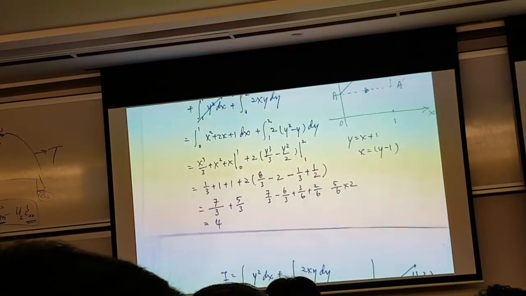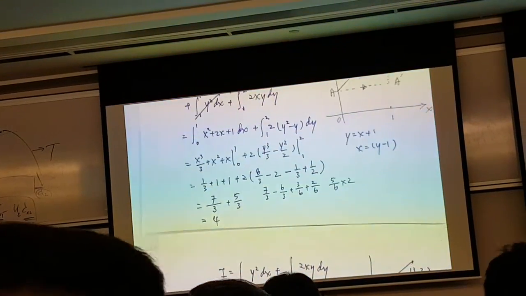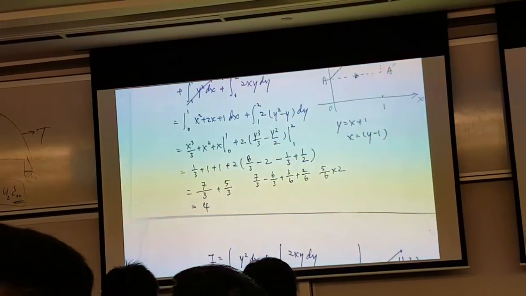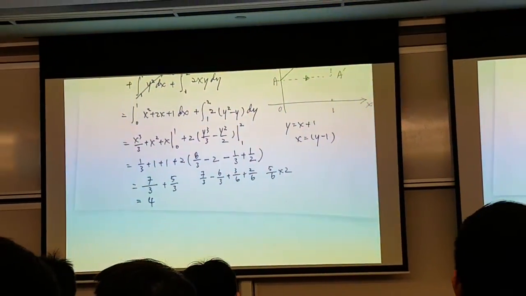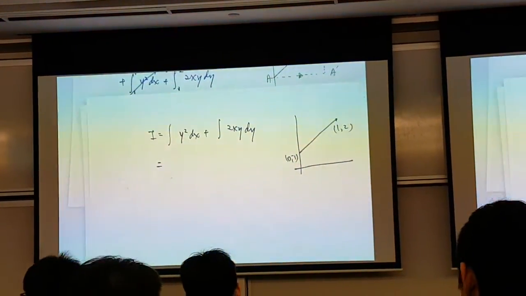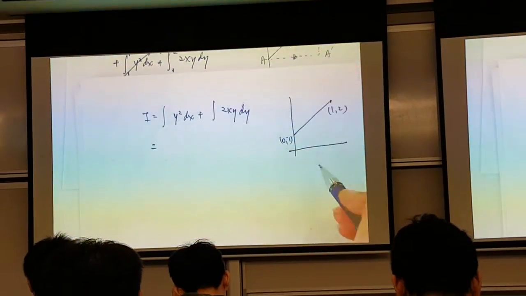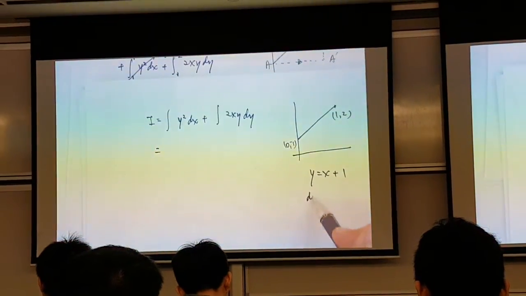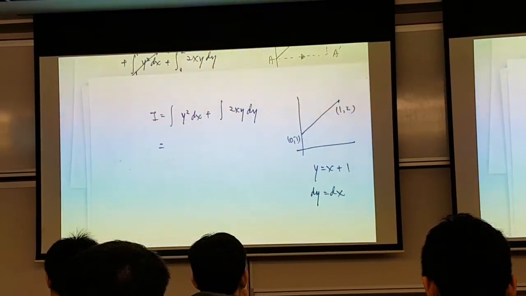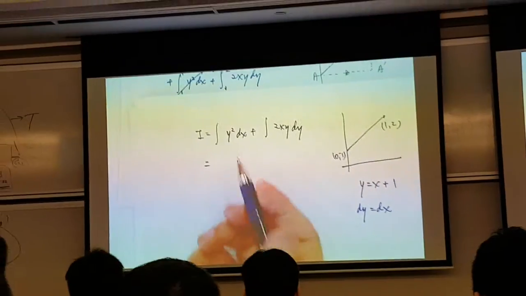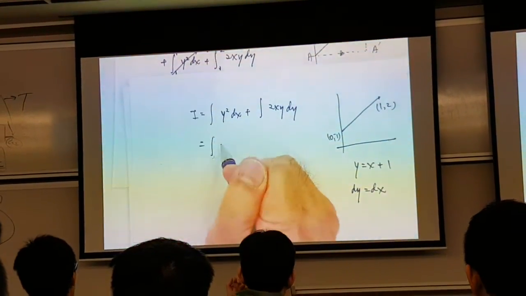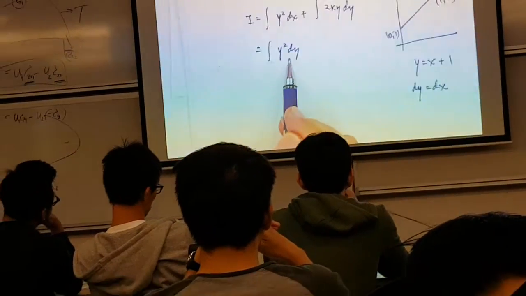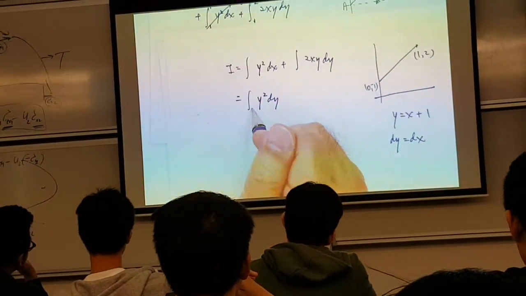If I move directly, for simplicity, look at the first integrand, which is y squared. From the line y equals x plus 1, what is dy? dy is equal to dx. So I can very quickly change this, and it becomes y squared dy. When I change it to dy, the limit is from 1 to 2.